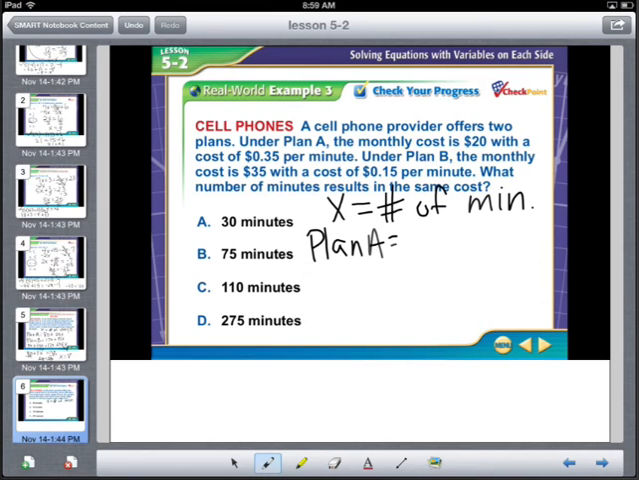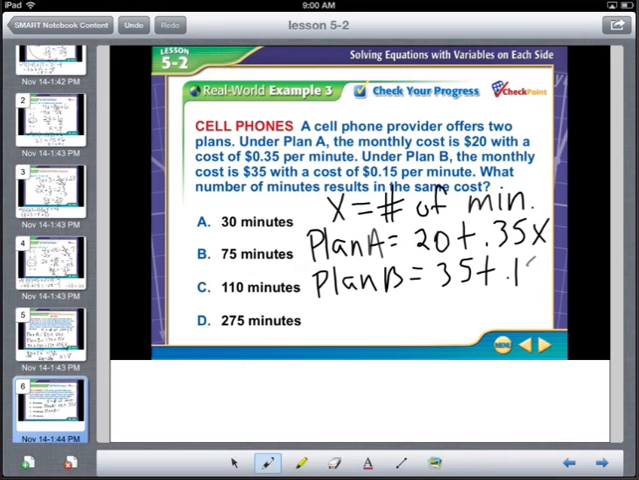Okay? And here we go again, just like we did before. Plan A is going to be $20 plus 0.35 times the number of minutes. Plan B is going to equal $35 plus 15 cents times the number of minutes. And I want to know at what number of minutes those are exactly the same. So I want to know when is 20 plus 0.35x equal to 35 plus 0.15x.